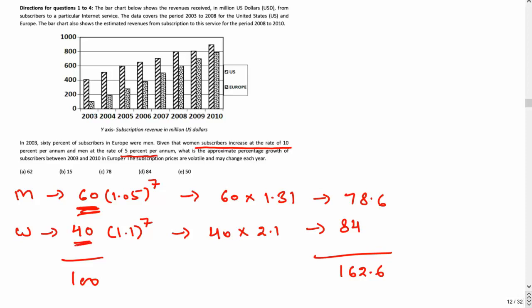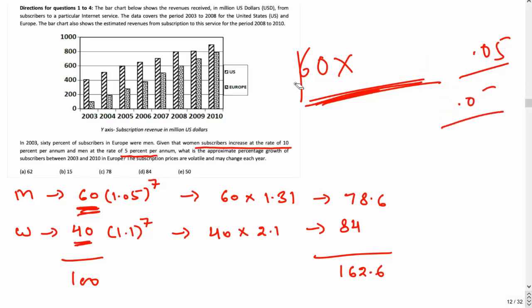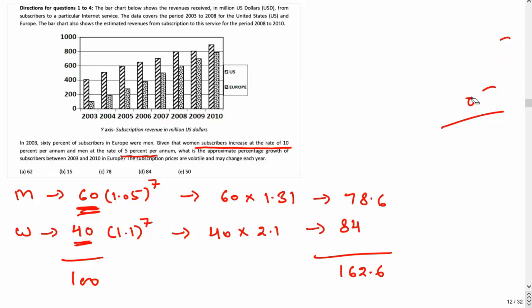So in the next year, what will be the growth in men? 1.05 will be the multiplier. If suppose the men are growing at 5% per annum, next year what will be the men? It will be 60 into 1.05, right? Next year again I will have to multiply 1.05. Next year again I'll have to multiply 1.05. So you can see ultimately what will happen. Ultimately I will be getting this kind of a number over here to the power 7.